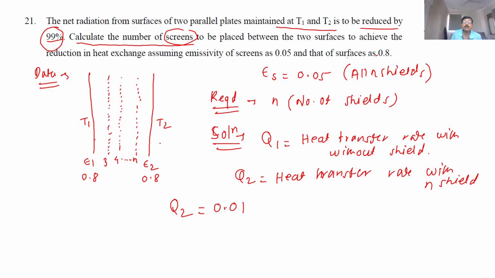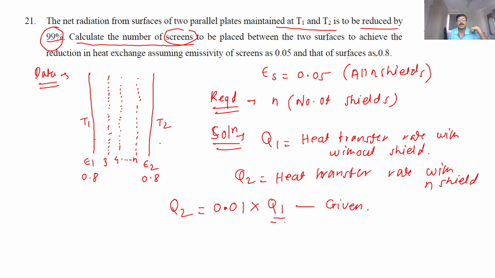So we have to multiply by 1%. 1% means 0.01 into Q1. It is not reduced to 99%. If it were reduced to, you would multiply by 0.99. 99% means 0.99. But it is reduced by 99%, so only 1% remains. So 1% means 0.01 into Q1. Okay, so it's very important: reduced by and reduced to. It is reduced by, and that's why only 1% remains. That's why I have multiplied by 0.01 here. So this is the given thing to you.